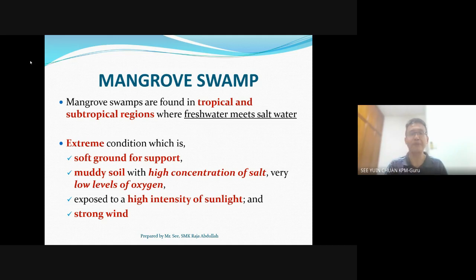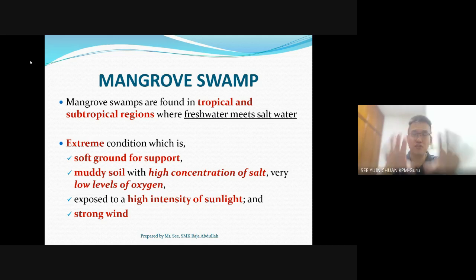Same for high intensity of sunlight. If they do not have a certain way to adapt themselves, the sunlight exposure is too high and will make the tree dry or too hot and die. Same for the strong wind around the area, which can easily blow the trees away. That's why they need adaptations to survive in the area. That's why we need to know this.